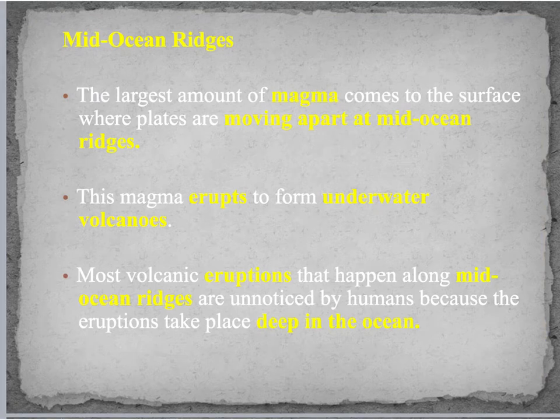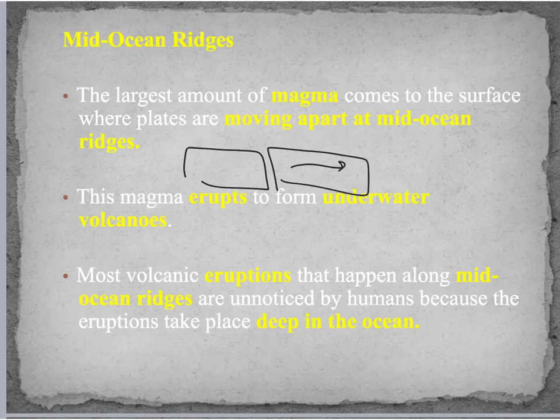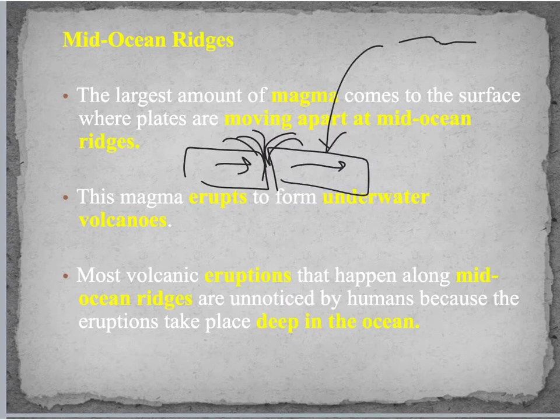Another instance where we see volcanoes is at mid-ocean ridges. The largest amount of magma comes to the surface where plates are moving apart at that mid-ocean ridge. Remember, you've got a plate here, you've got a plate here, and they're moving apart, and magma comes out. There's the mid-ocean ridge. This magma erupts to form underwater volcanoes. Most volcanic eruptions that happen along a mid-ocean ridge are unnoticed by humans because they're so deep in the ocean, right? We're up here hanging out, and all of these volcanoes are forming way below the ocean.